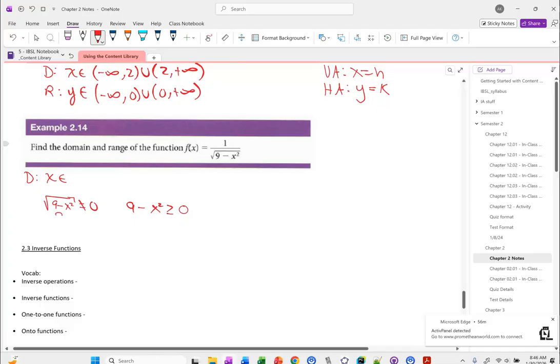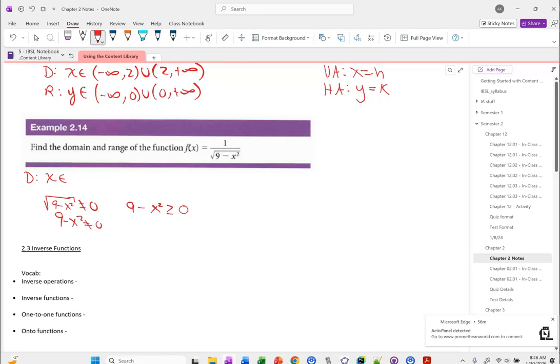If I square both sides of this, I know that 9 minus x squared can't be equal to 0 either. So if it can't be equal to 0, 9 minus x squared has to just be strictly greater than 0. That's good? How do you solve a quadratic inequality?